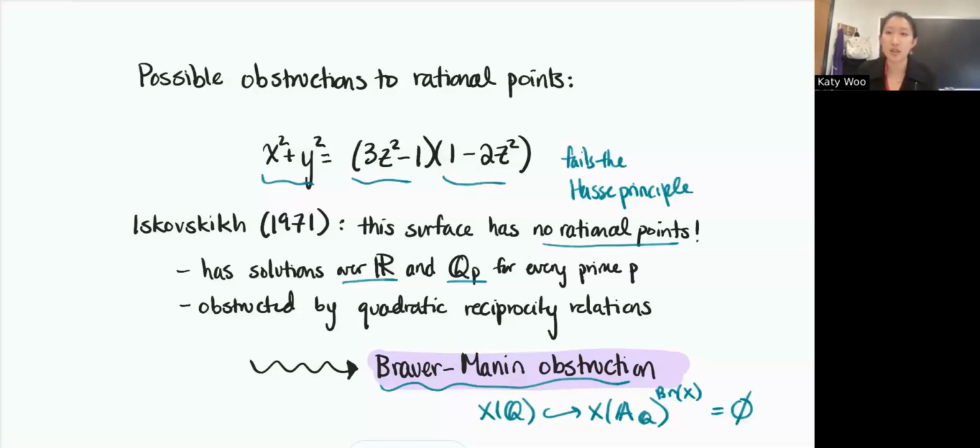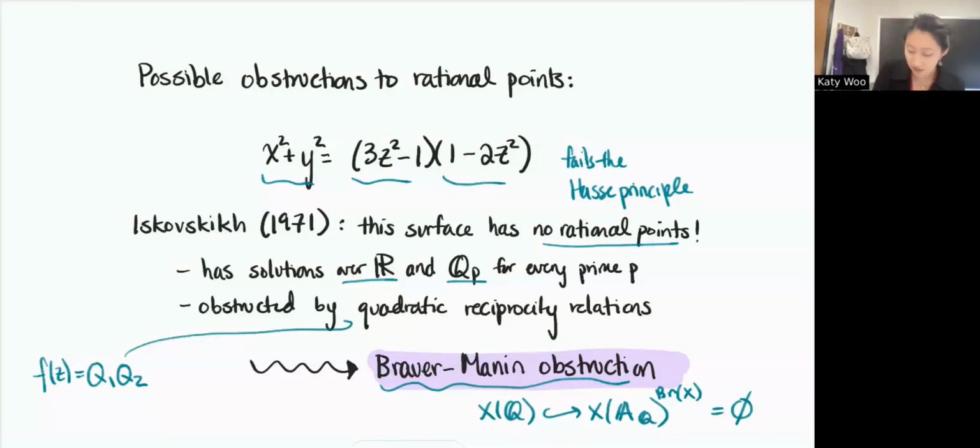In the case of Châtelet surfaces, it turns out that a Brauer-Manin obstruction will only occur when our polynomial f of z decomposes as the product of two quadratic polynomials. It doesn't have to occur, but it can occur in this case. And in this case, the Brauer-Manin obstruction is easier to compute, and actually it always boils down to some sort of problem with quadratic reciprocity.